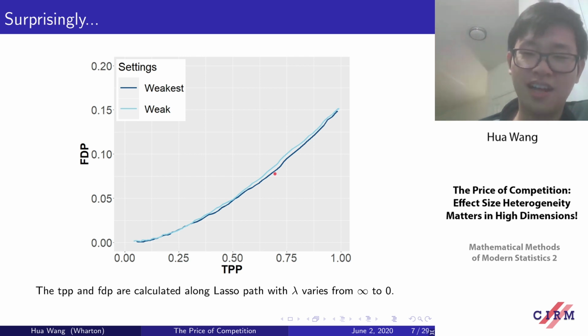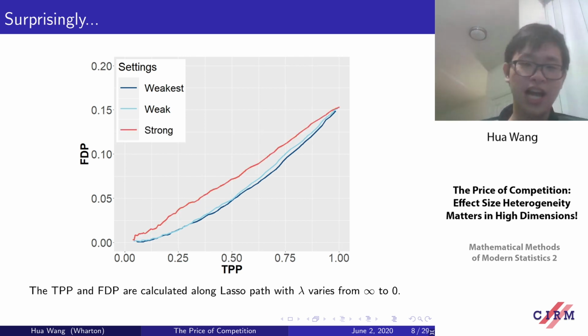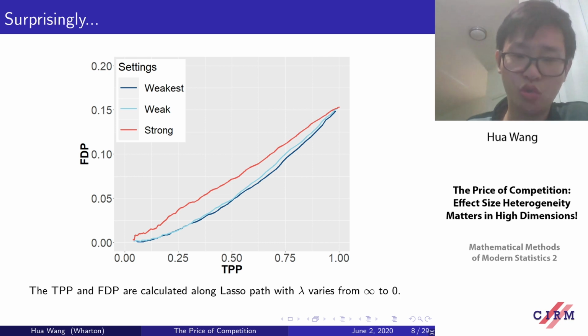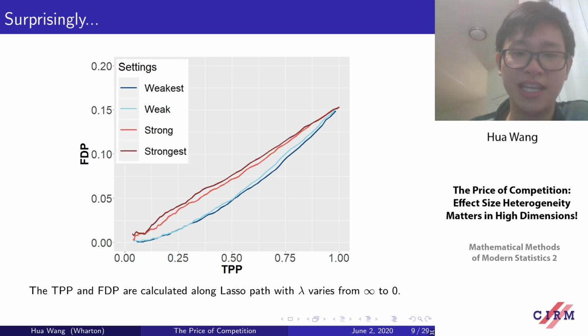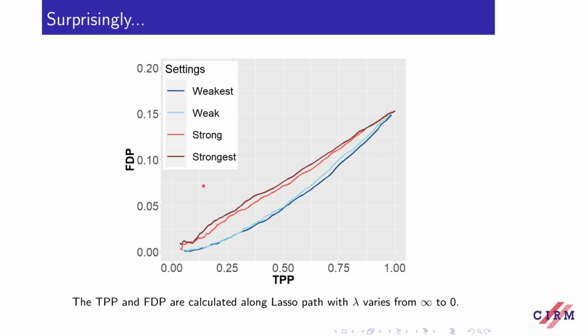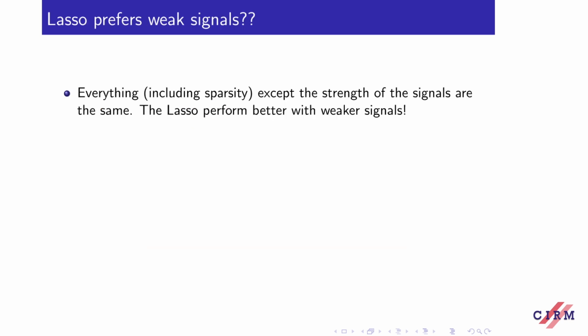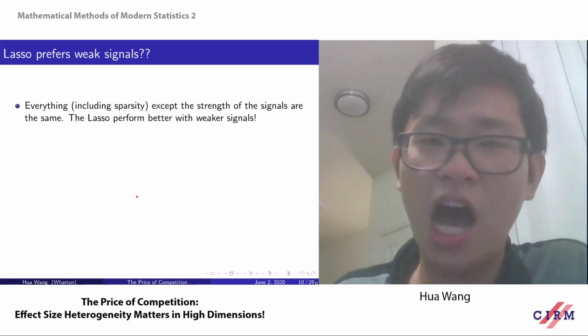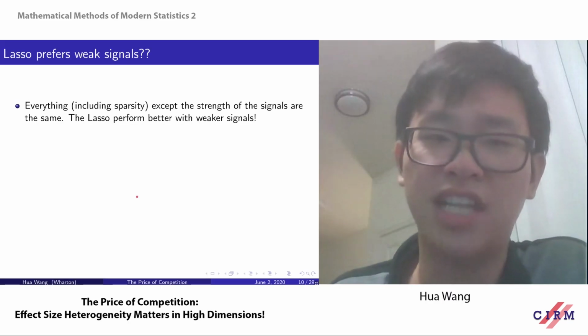So who knows? Let's just plot something more. So now I'm plotting the strong case, where the signals are even stronger. But as you can see, the performance is even worse. And if I plot all of those four settings, you will notice there is actually a clear spectrum. But this spectrum is quite the opposite of what we expected. So that is really interesting. How do we explain this kind of phenomenon?